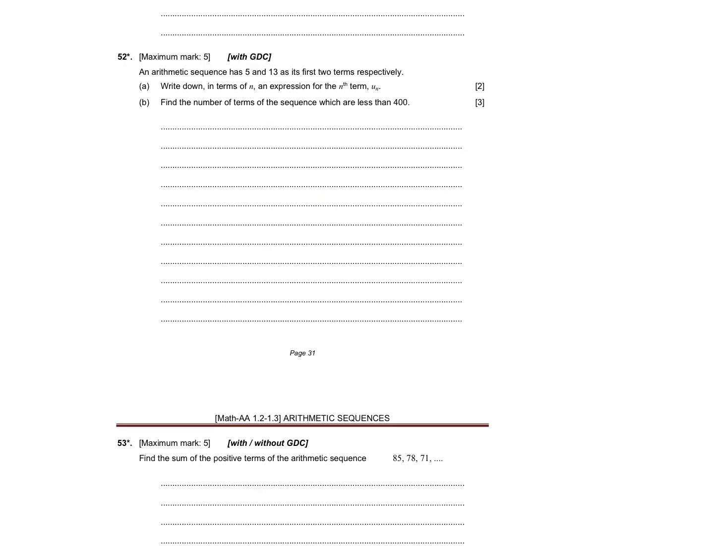All right, 52. An arithmetic sequence has 5 and 13 as its first 2 terms. So we know d is 8. It tells us it's an arithmetic sequence. Write down an expression in terms of n for the nth term. So we have un equals u1 plus n minus 1 times 8. You can also do it the other way with the correcting term.